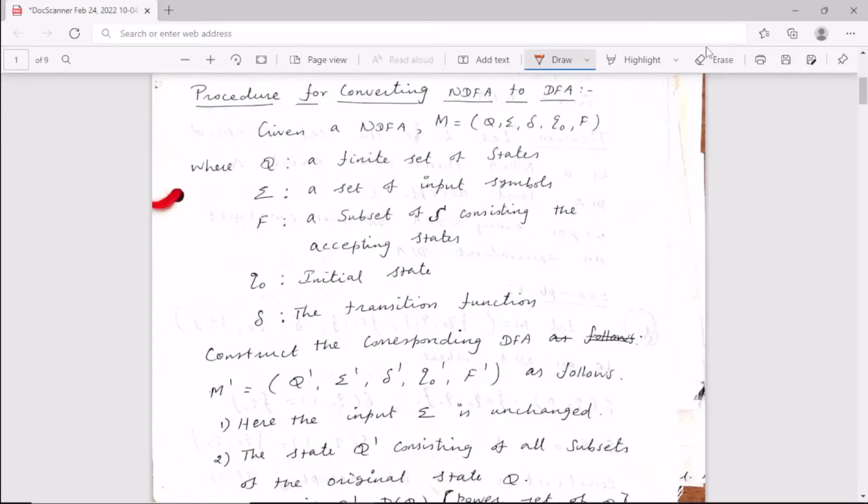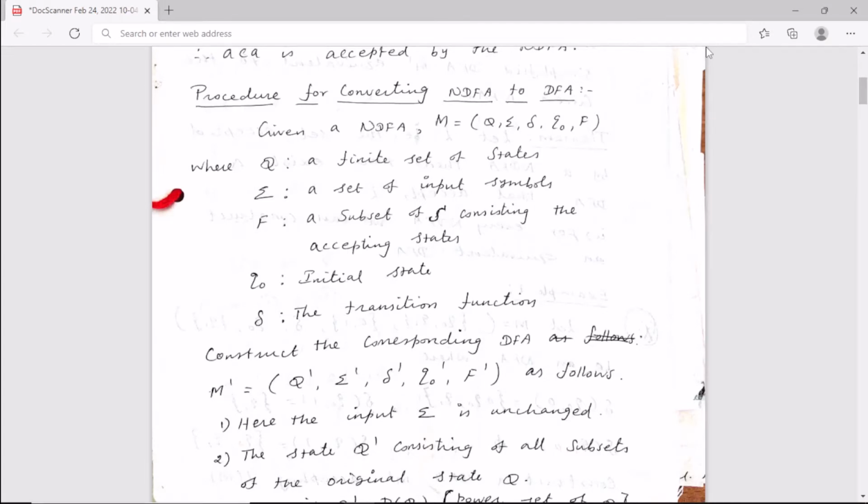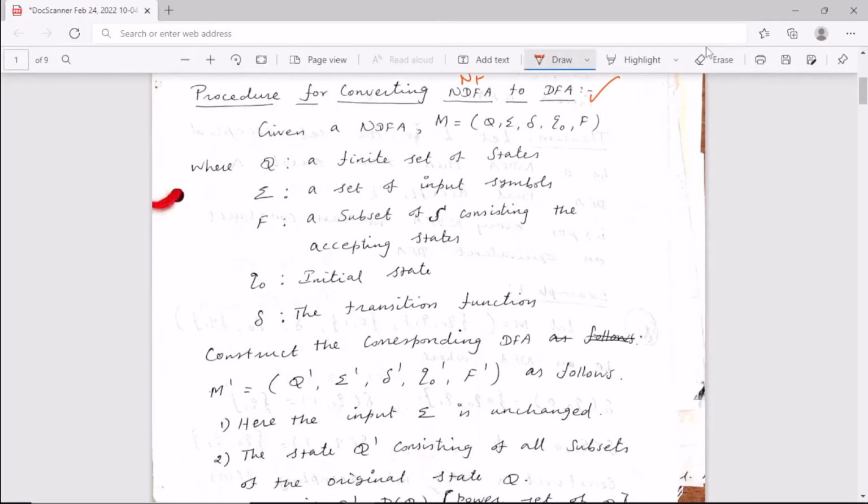Hi guys, in this video let me explain the procedure for converting NDFA to DFA, that is NFA to DFA, in detail. So now for the given NFA, Q, sigma, delta, Q naught, F. You know already Q is nothing but a finite set of states, sigma is a set of input symbols, and F is a subset of Q which consists of the set of final states, and Q naught is the initial state and delta is the transition function.